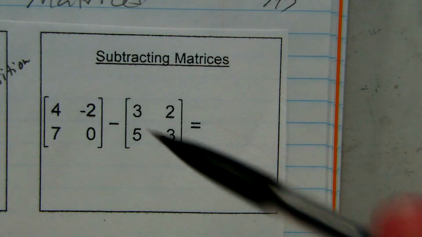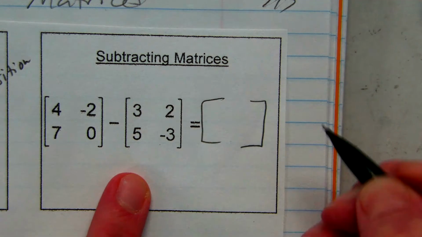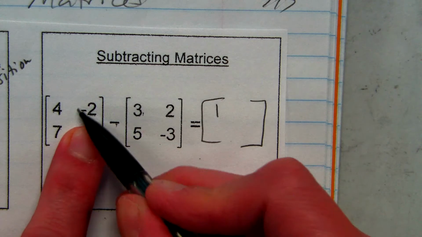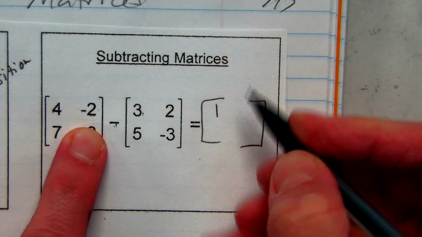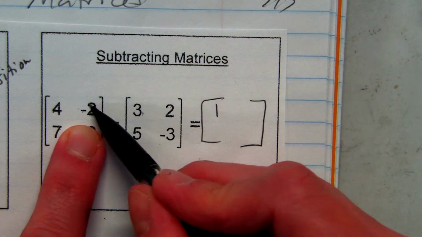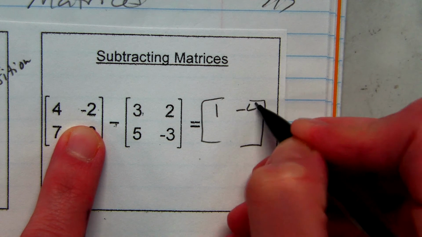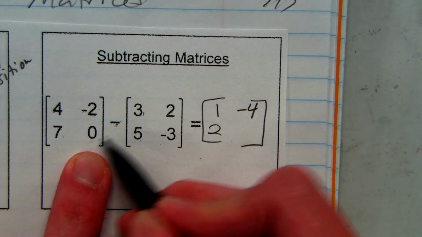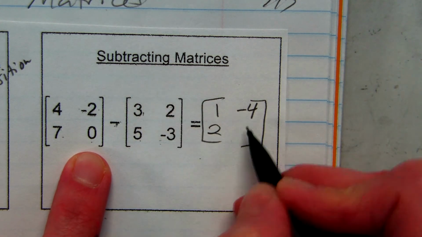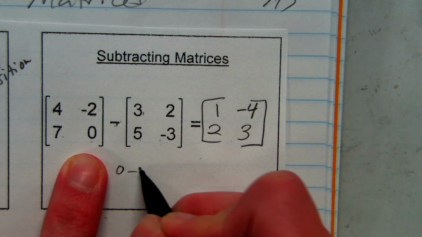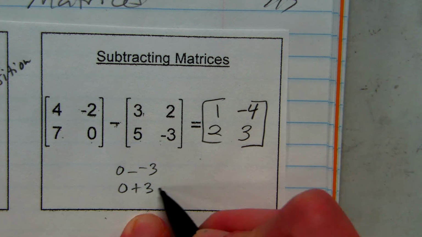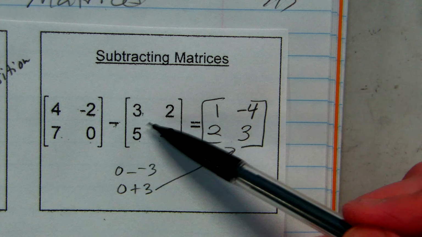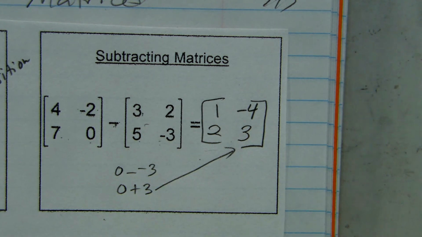So if we are subtracting, we do the same thing except that we will subtract. So I'm going to take 4 minus 3, which is 1. Negative 2 minus 2 is not 0. If I have negative 2 and I take 2 more away, it'd be negative 4. 7 minus 5 is 2. What about 0 minus negative 3? You're right, it is positive 3 because it'd be 0 minus negative 3. Changes it to 0 plus 3, which is how I get that right there. So this is my answer. If I'm subtracting a 2 by 2 and a 2 by 2, my answer is a 2 by 2.